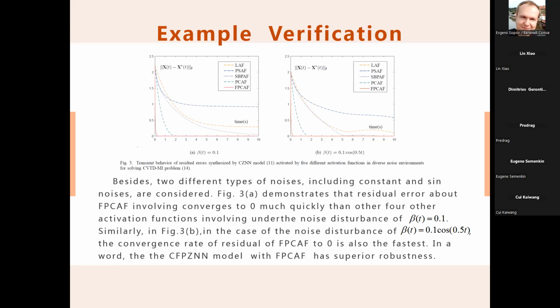Besides, two different types of noises, including constant and sine noise, are considered. Figure 3a demonstrates that the result error of the proposed activation function converges to 0 much quicker than the 4 other activation functions under the noise disturbance of beta equals 0.1. Similarly, in figure 3b, in the case of the noise disturbance of beta equals 0.1 cos(0.5t), the convergence rate of result error to 0 is also the fastest. In other words, the proposed model has the best robustness.